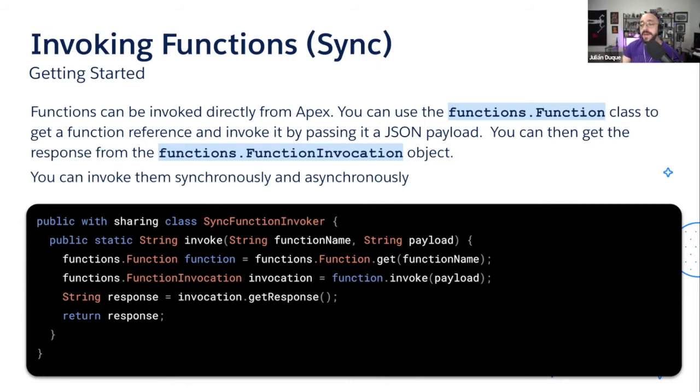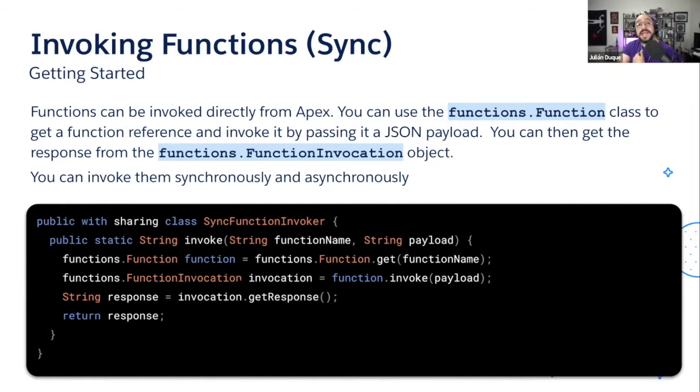Synchronously, you will need to get a reference of the function using the functions namespace. You get a reference of the function class by using the get static method, and you pass a function name. The function name is composed by the project name and the function ID. And I will be showing you this later when I show the full project. I have the functions recipes project, so I can show you how this looks.